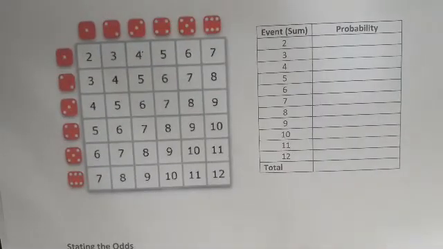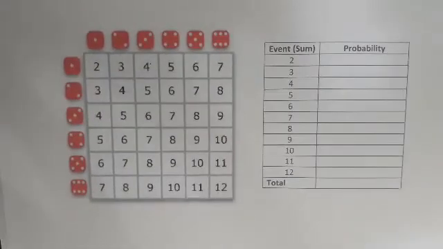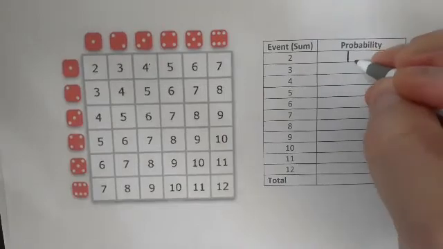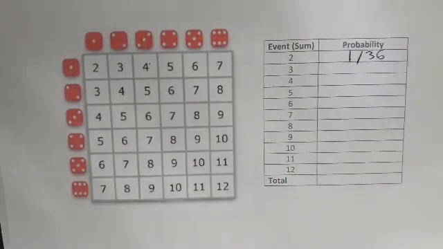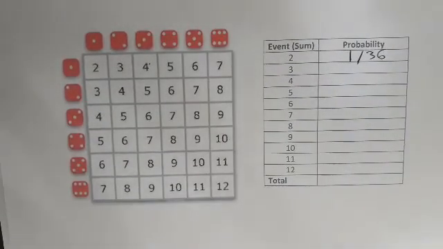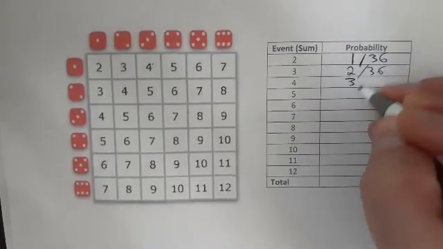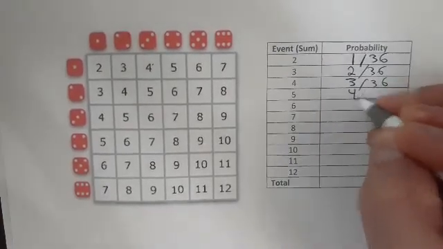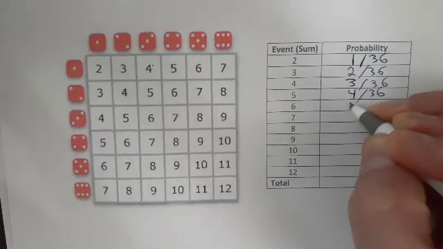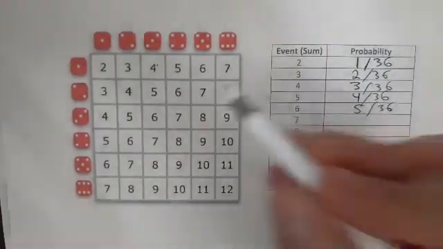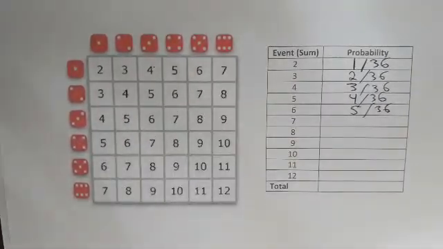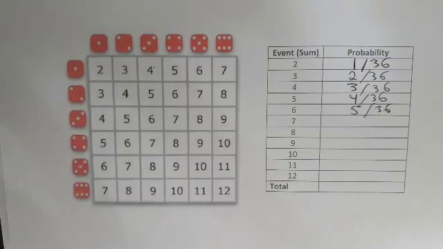Okay. If I sum them up and I want just the event of the sum, you might notice 2 is happening 1 time out of a total possible of 36. 3 is going to happen twice out of 36. 4 is going to happen 3 times out of 36. 5 is going to happen 4. 6 is going to happen 5. So I'm counting down the diagonal there. They're all the same number. 7 should be the most, and there are 6 7s.